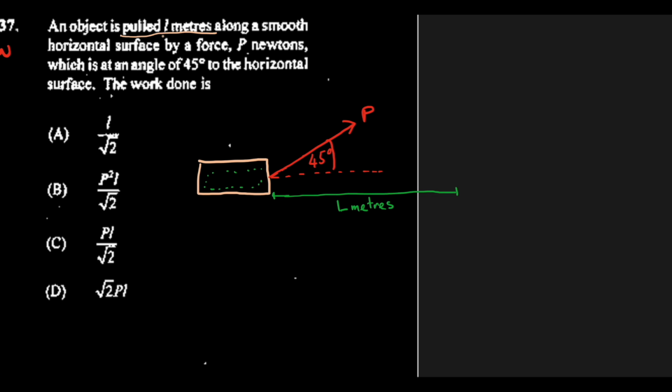An object is pulled L meters, so you kind of sketched this already. It moved L meters along a smooth horizontal surface by a force P newtons, which is at an angle of 45 degrees to the horizontal. Calculate again the work done.